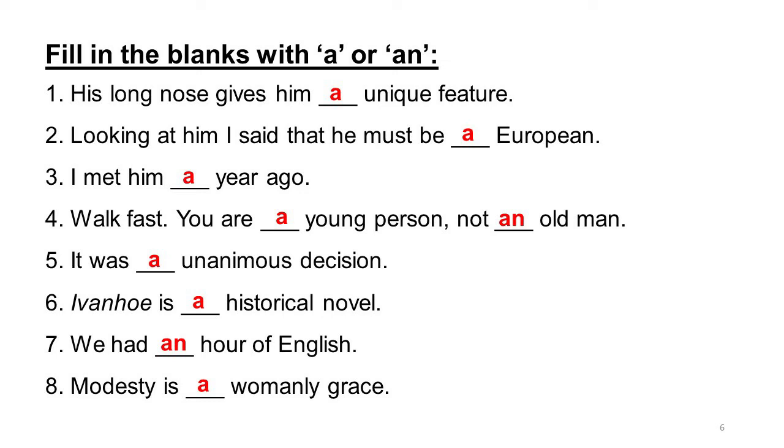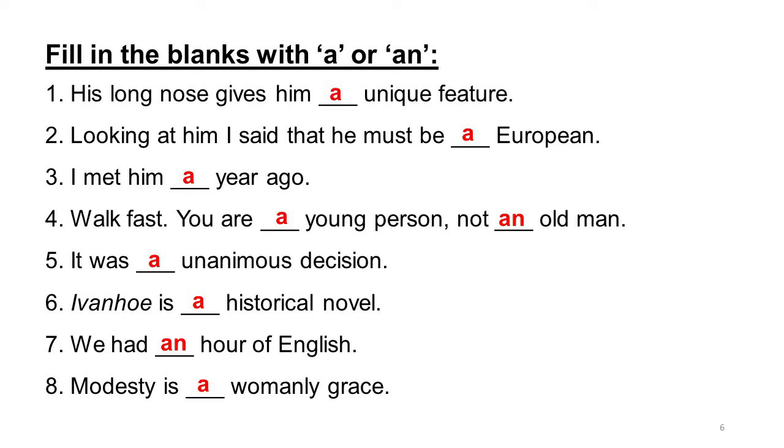It was a unanimous decision because it begins with the consonant sound y, and Ivanhoe is a historical novel. Now I believe there was a time when historical was pronounced with a silent h, maybe several years ago. But in modern English, historical is pronounced with the h sound, and the h sound is a consonant sound. So do not use article an there, even if some old grammar books tell you to do so. So it is a historical novel.